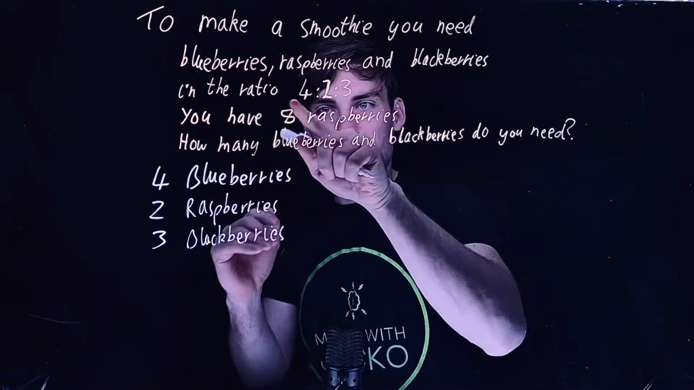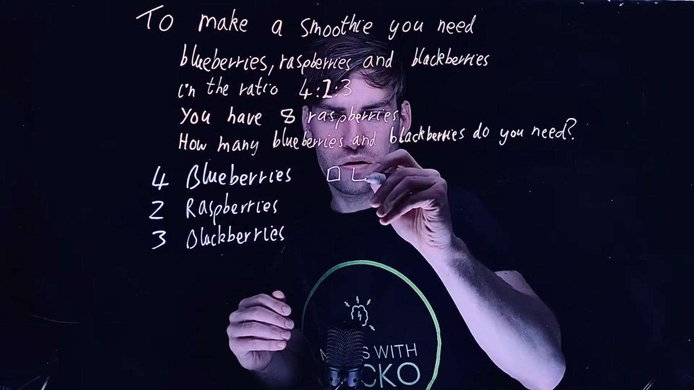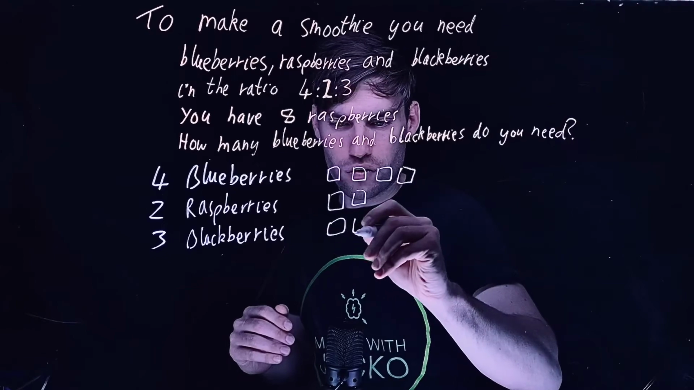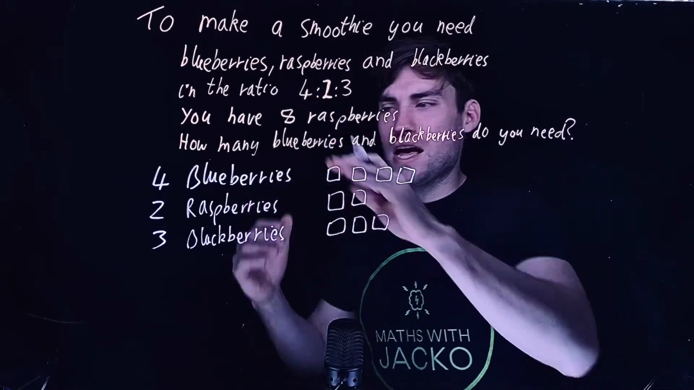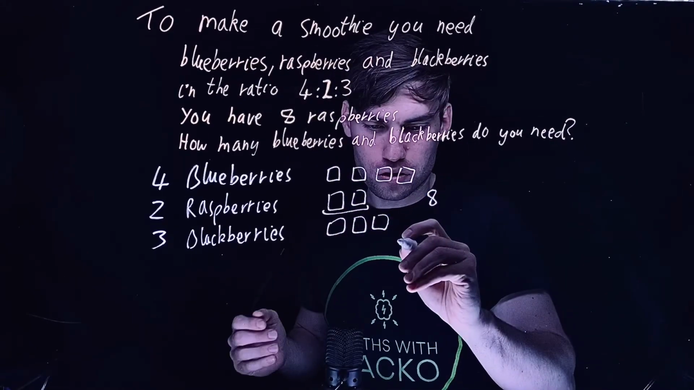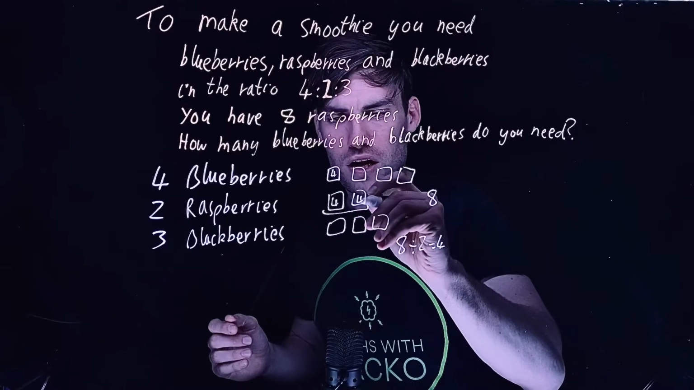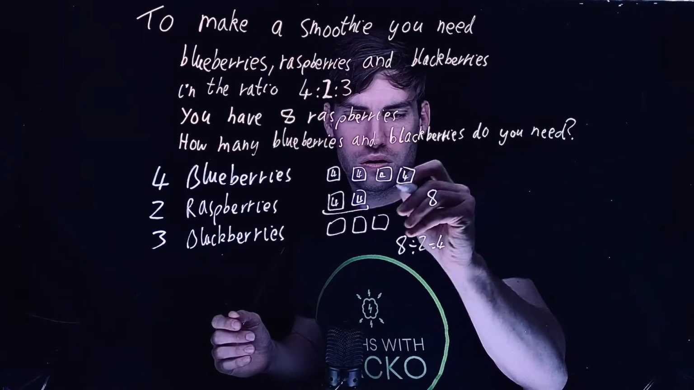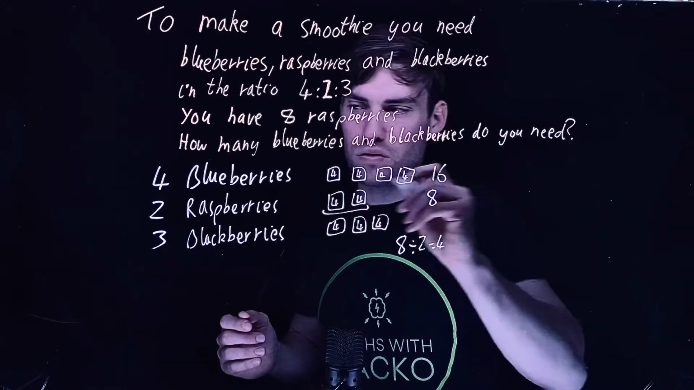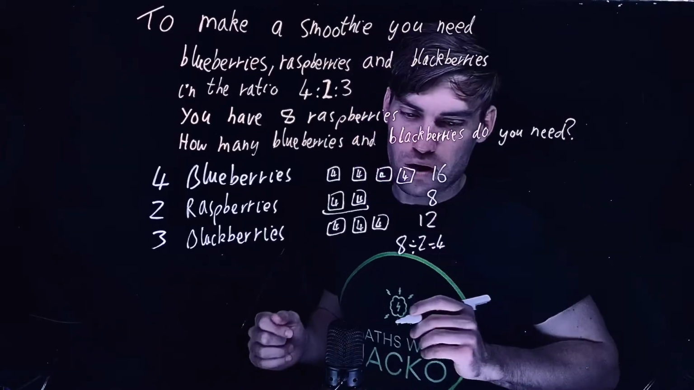So, blueberries, raspberries, blackberries. That's the order it was written in, so that's the order of the ratio: 4, 2, 3. So, 4 boxes, and then two boxes, and then three boxes. We have eight raspberries. So this section here is worth eight, and that is two boxes. So one box must be eight divided by two, which equals four. So we put four in each box. Four add four add four add four is 16. So we need 16 blueberries. We've already got eight raspberries, and we need four, eight, 12, 12 blackberries. Okay, so that is it.